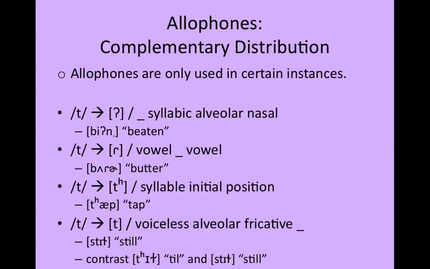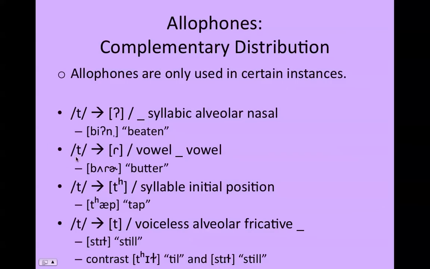a word. So the voiceless alveolar stop t is realized as a glottal stop when it precedes a syllabic alveolar nasal, such as in the word beaten. You notice that it's not pronounced with a clear t. However, it changes to a glottal stop because it precedes a syllabic alveolar nasal, the n.